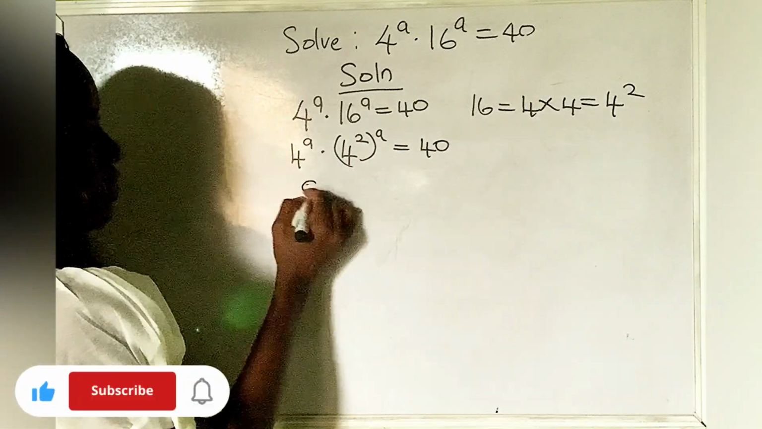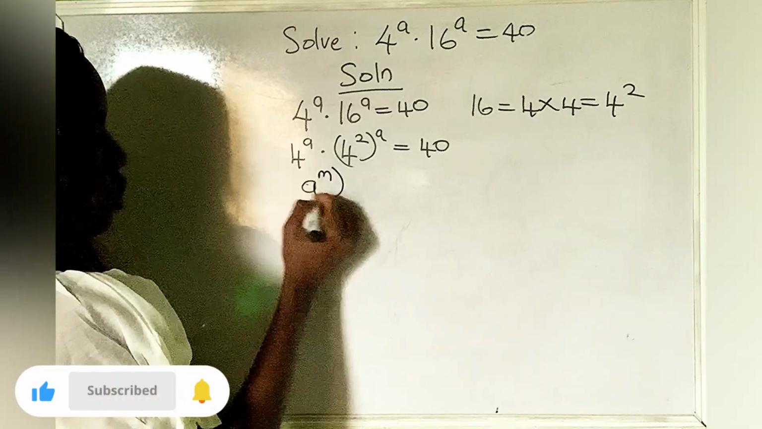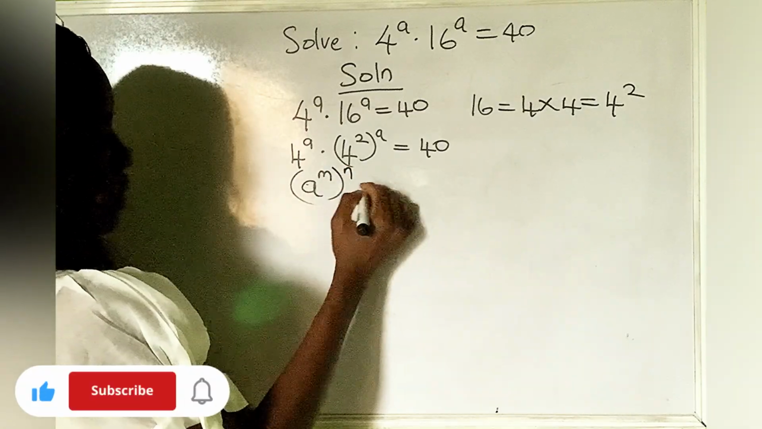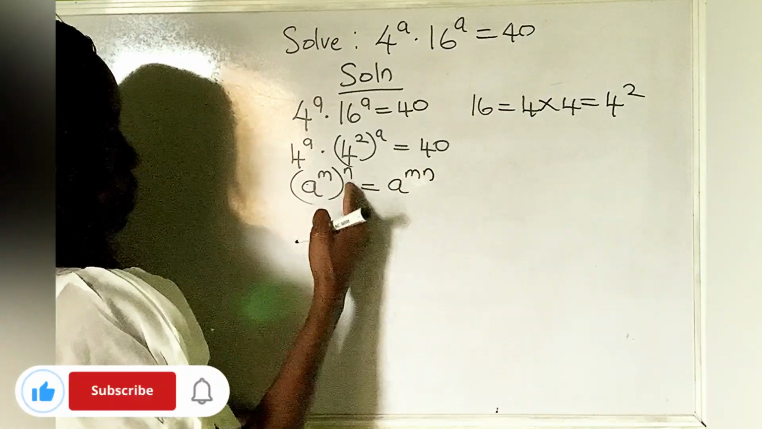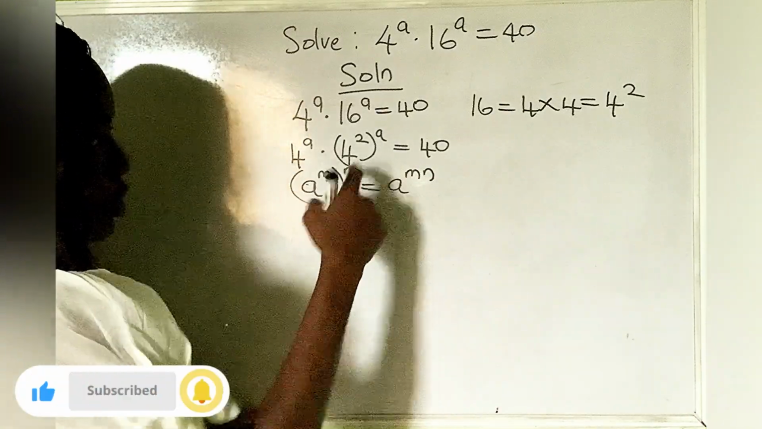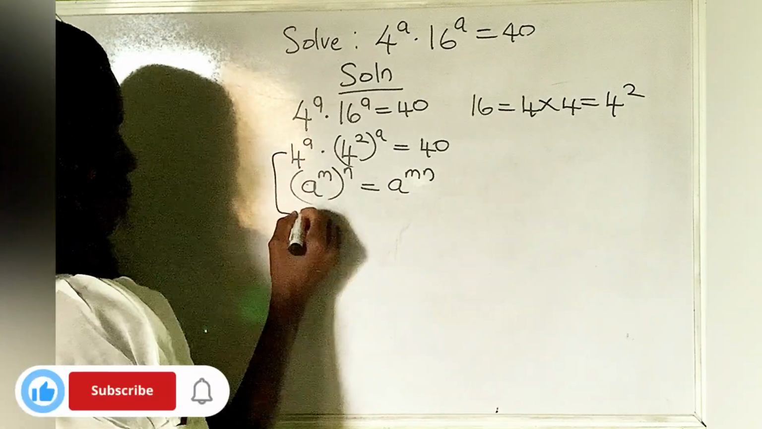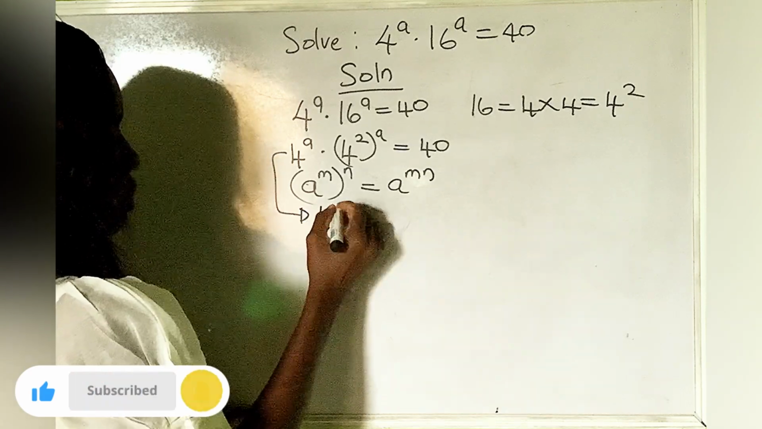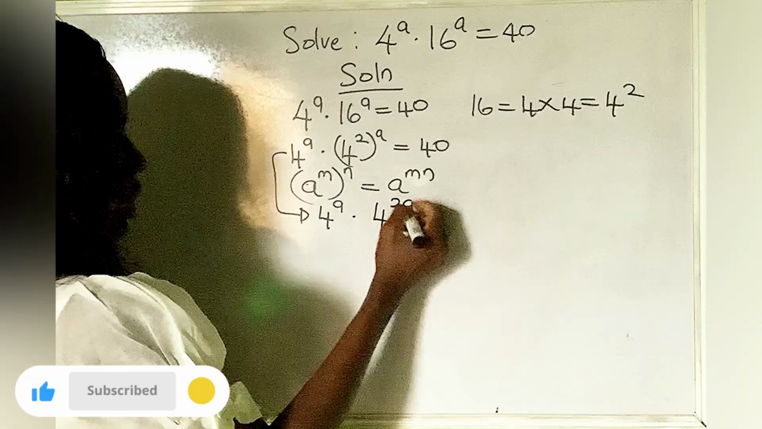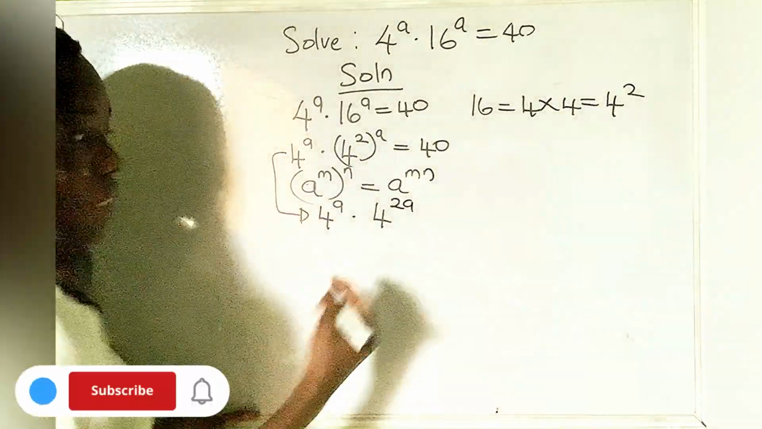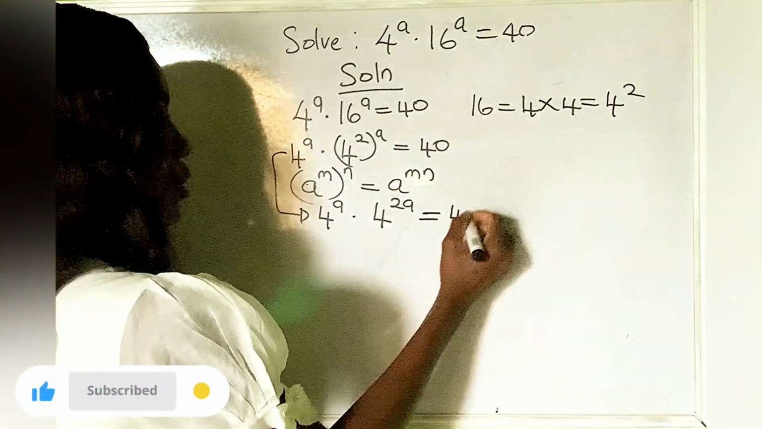Okay, now when you have a raised to power m, close the bracket, raised to power n, it is the same thing as writing a raised to power mn, m multiplied by n. So let's apply this in solving this part. So here we have 4 raised to power a multiplied by 4 raised to power 2a. The powers are going to multiply, and that's equal to 40.